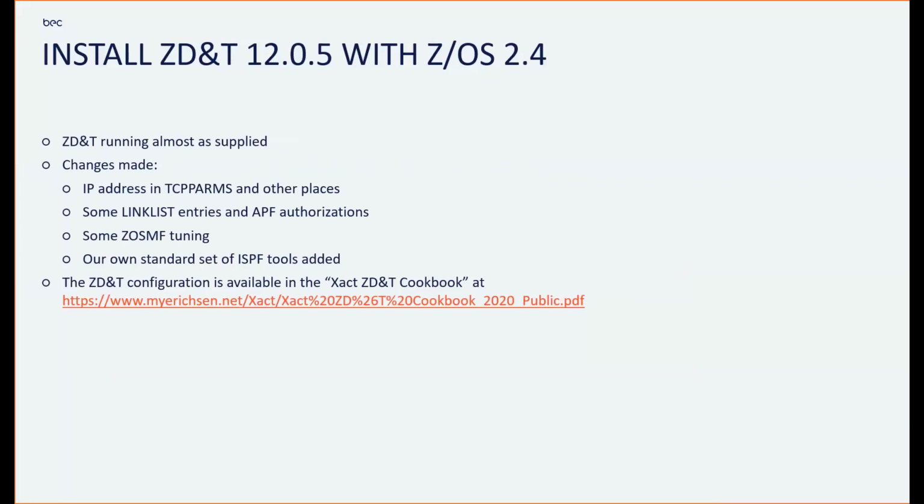Then we installed a fresh ZD&T system with z/OS at version 2.4, and we only did a minimal configuration of it. And from this version, with z/OS version 2.4, zCX is ready to run. And you can find all about our ZD&T configuration experience in the link on this slide. Also, the z/OSMF parameters, where we had to do some tuning, because z/OSMF is needed for installing zCX, and z/OSMF runs very, very slowly on a ZD&T system.